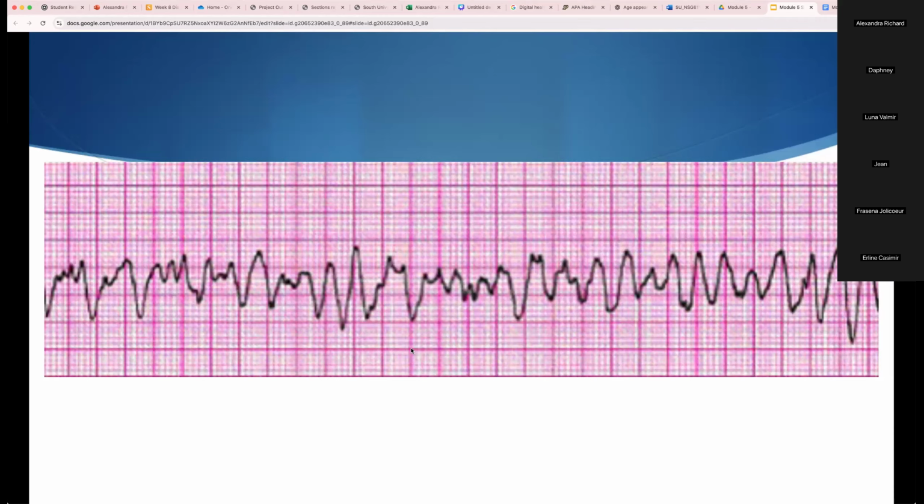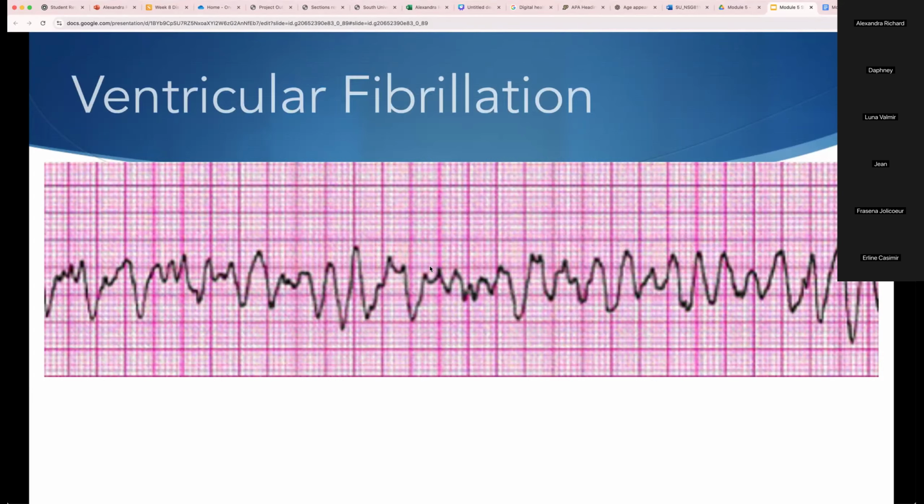Is this sinus? No, right? Very good. And so what is this called? VFib, very good. And the number one priority for VFib? Number one treatment for VFib, you defib, right?